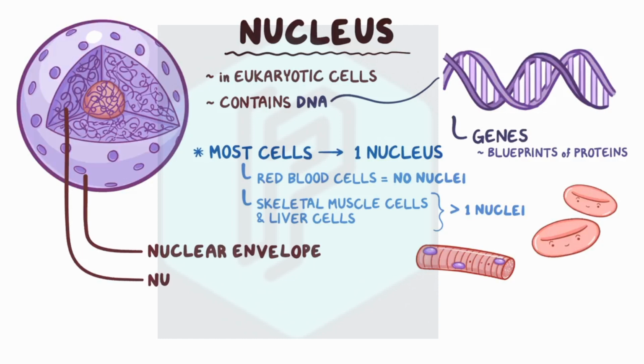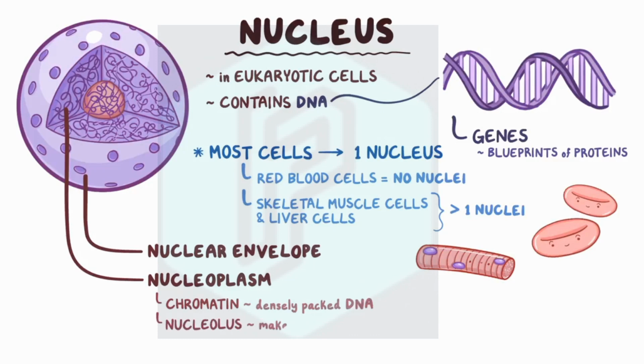Inside the nucleus, there's the nucleoplasm, which is a liquid environment very similar to the cell's cytoplasm. Suspended in the nucleoplasm, there's chromatin, which is the densely packed DNA, and also the nucleolus, which makes ribosomes, which in turn helps build proteins.